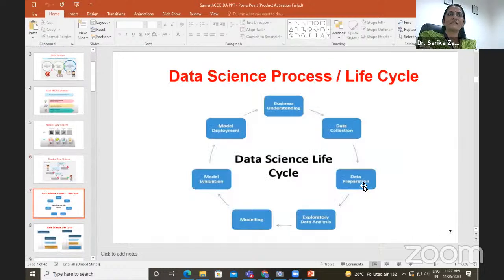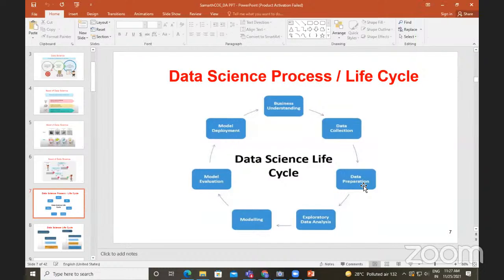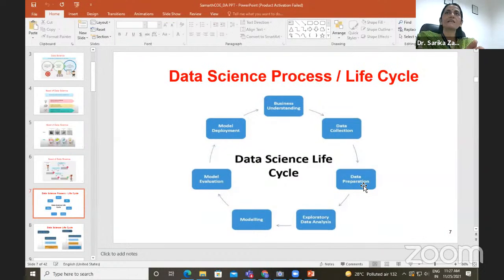So this is the data science process and life cycle. You have already studied this and I'm going to explain it to you again. Only one thing I would like to clear here is that as far as jobs in data science are concerned, everybody thinks they have to execute some algorithm and show it in Python or something. It is not like that.